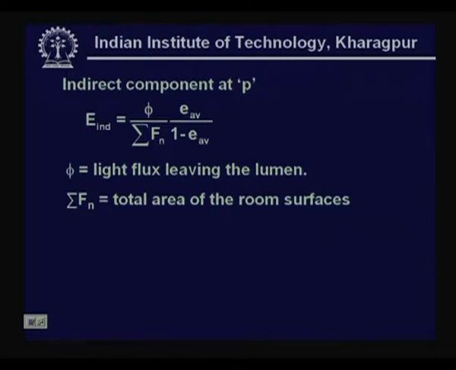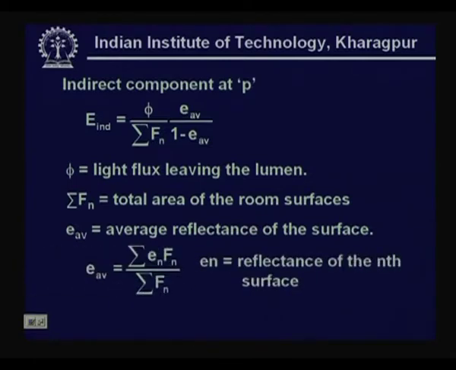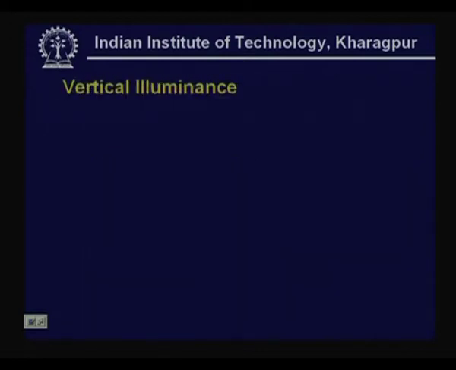Knowing the total area of the room surfaces and the light flux leaving the lamp in lumens, and considering the reflectances of the surfaces, one can get the total. The average reflectance is considered by taking the reflectance of each surface, which is given as rho n, E n here. That is about the horizontal illuminance.